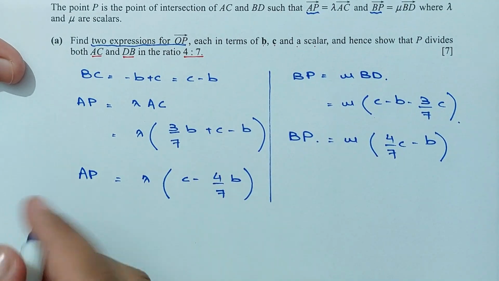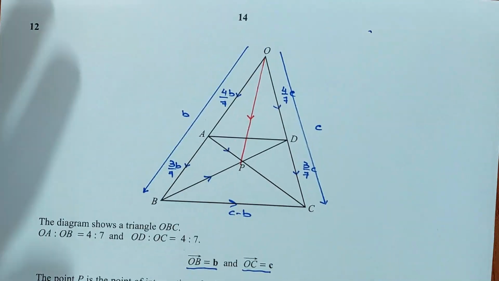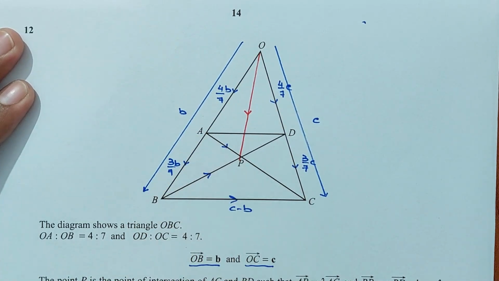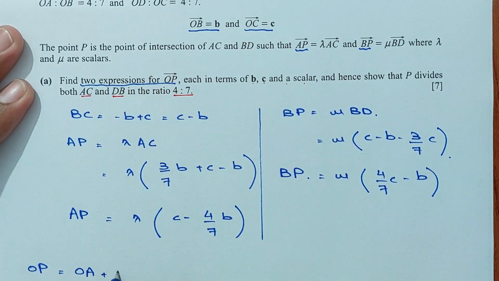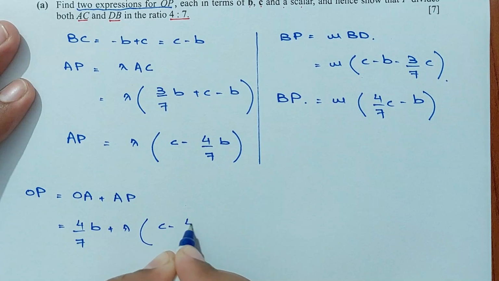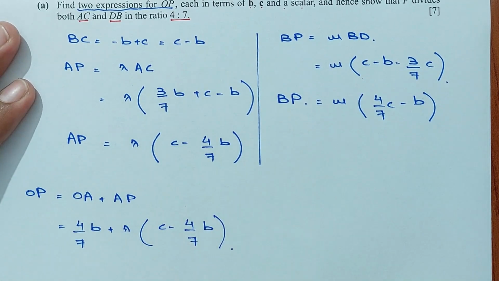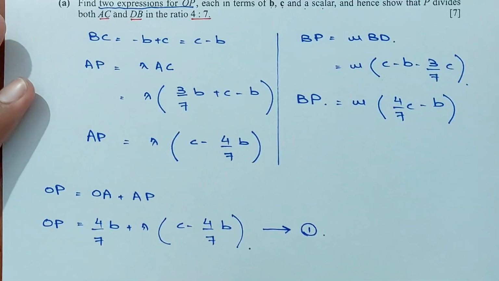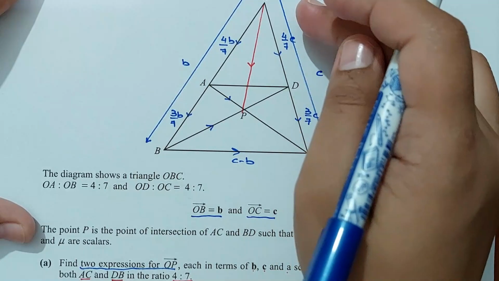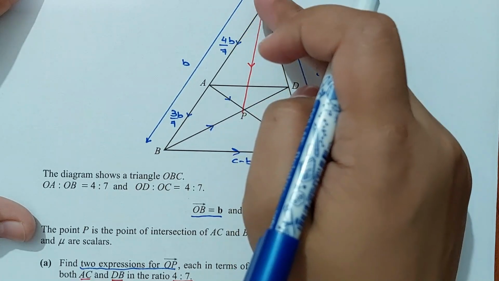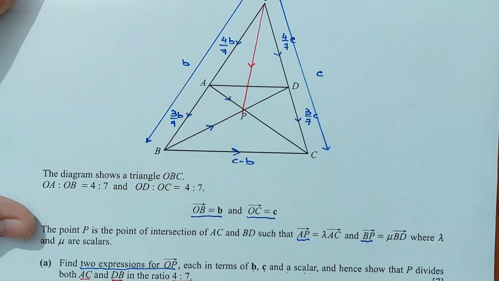Okay, so OP. What is OP? O to P is OA and AP. We have OA, we have AP. What is OA? 4 by 7 of B. And what is AP? This is lambda times C minus 4 by 7 of B. This is OP, right? That is my first expression of OP. Right. Now let me find the second expression of OP. Right. O to P is OB and BP.